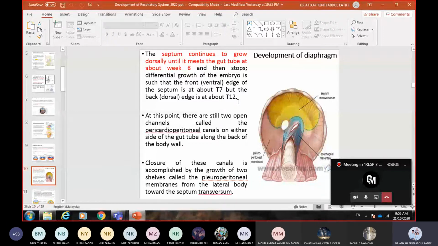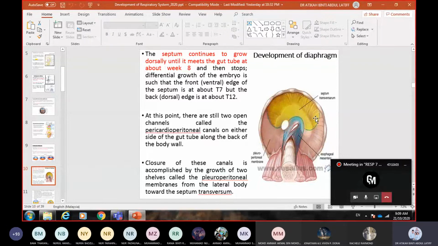So at this point, actually, there's no picture here, but there are pericardio-peritoneal canals at the back. But these will eventually close. In this picture they are already closed. And you have pleuroperitoneal membranes on each side from the septum transversum. So basically, for the diaphragm, the main important thing you need to know is the septum transversum.